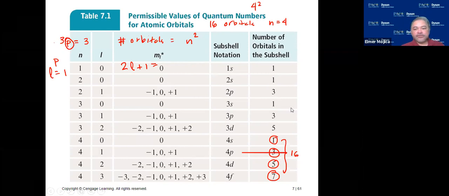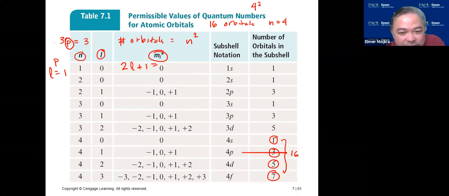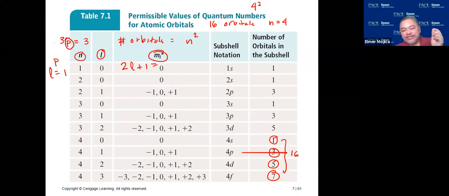So, what is the set of the quantum number that we have here? So, it's just the n, the L, and the m sub L. And each orbital, they have 3 sets of quantum numbers. So for the 2p orbital, that means you have 3 orbitals. The 2, 1, negative 1; 2, 1, 0; 2, 1, positive 1. The same thing with the 3p. 3, 1, negative 1; 3, 1, 0; 3, 1, positive 1. Okay? So each of these pertains to an orbital.